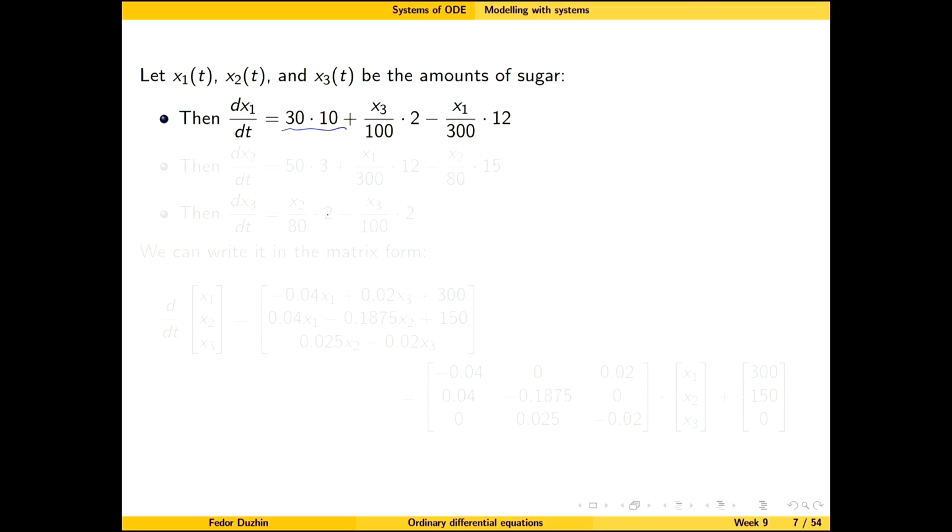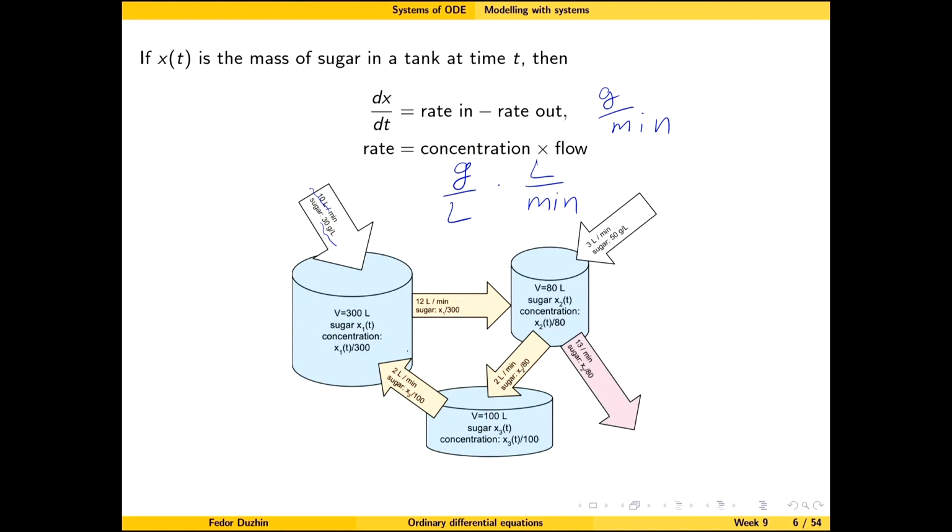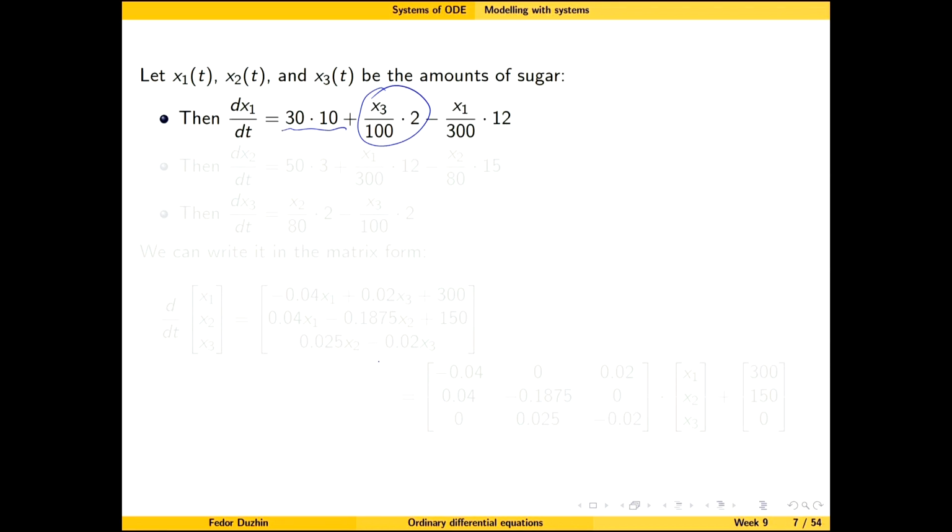Then another source is from tank 3. From tank 3, the flow is 2 liters per minute, and the concentration of sugar is x3 divided by 100, because x3 is the total amount of sugar in tank 3, and 100 is the total volume of tank 3.